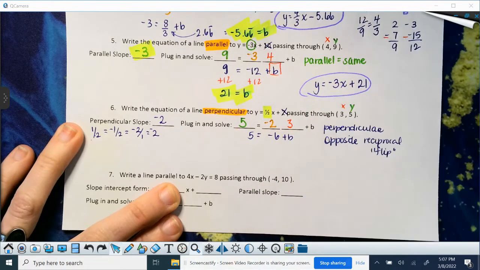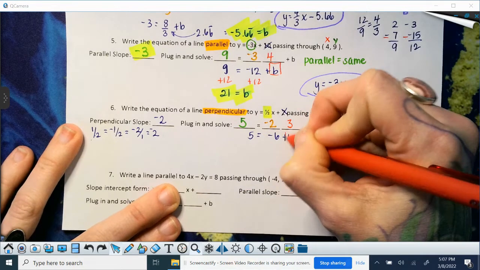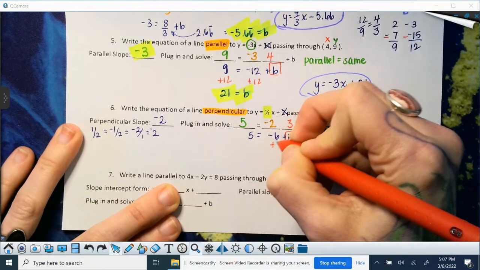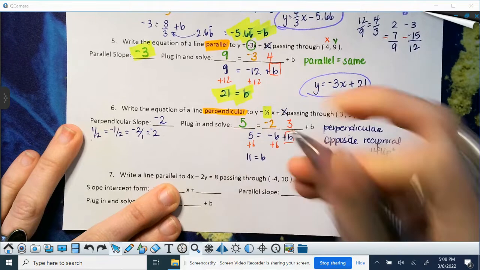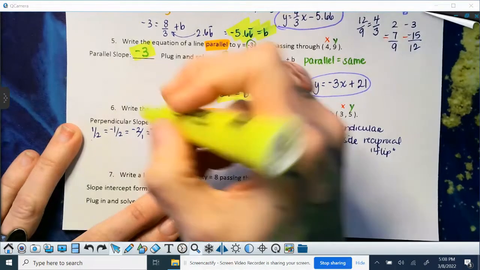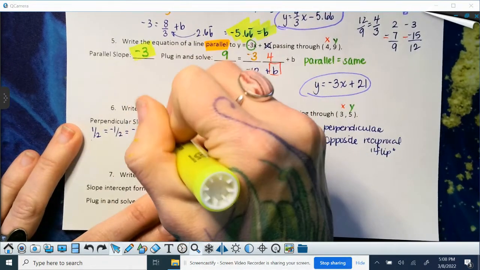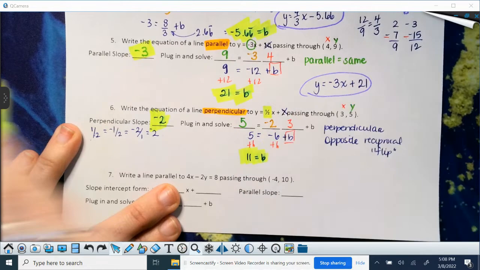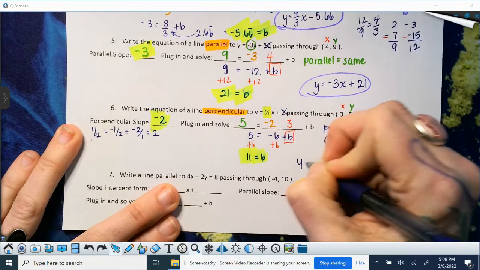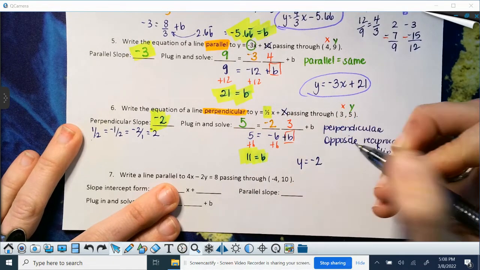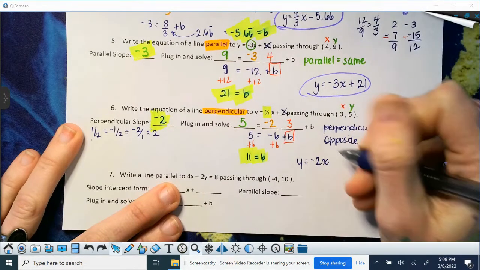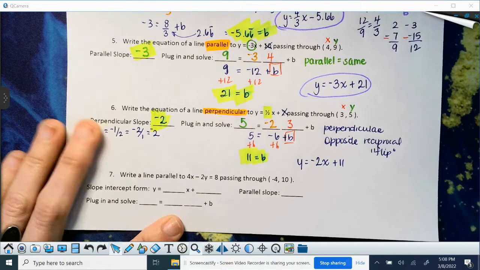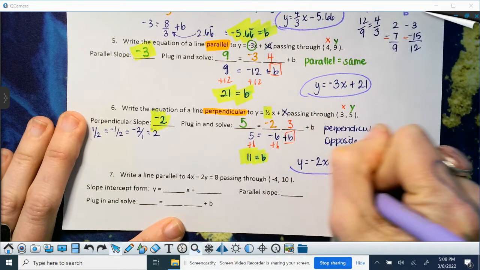We want to get b by itself. So we're going to add 6 to both sides. And that's going to be 11 equals b. Two things you need to write the equation of a line: your new slope and your y-intercept. So y equals -2x plus 11, because -2 is the opposite reciprocal, and they ask for perpendicular.